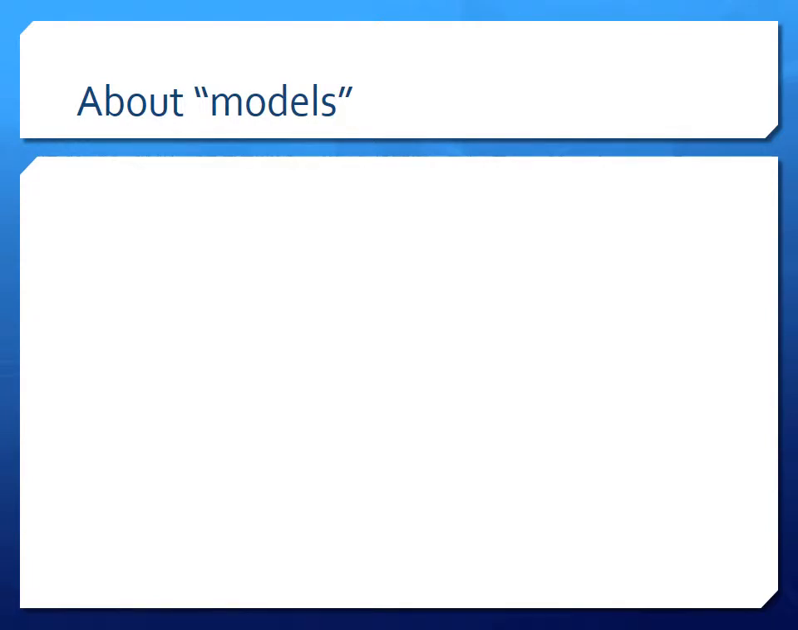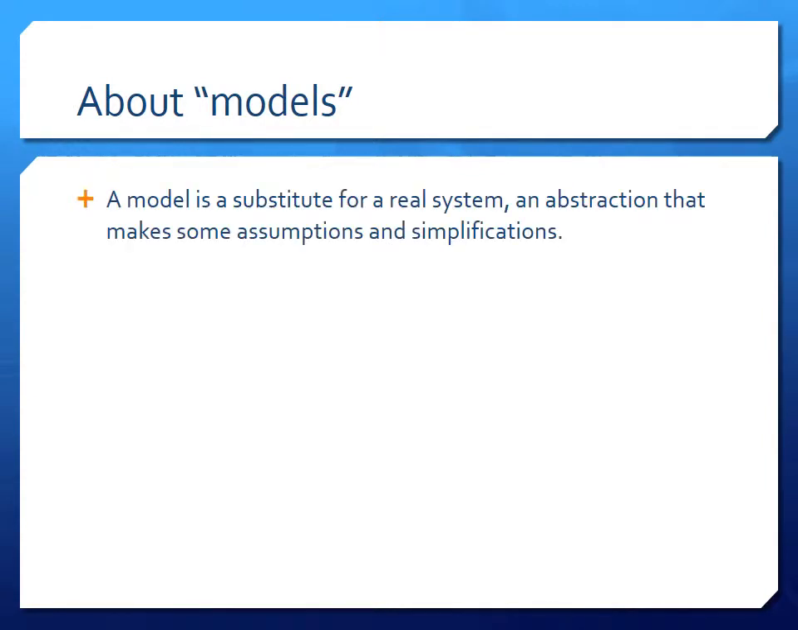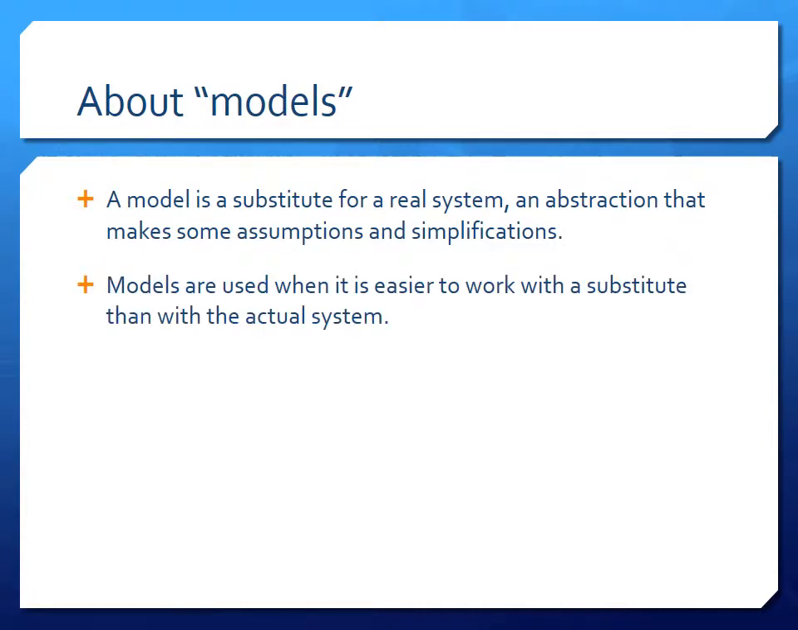Now, what exactly do we mean when we refer to models? I think it's important to better define this, at least in the context of this class. Most people have an intuitive idea of what models are, but in this lecture we're going to get into more specific details to formalize a definition. A model is really a substitute for a real system. It's an abstraction that makes some assumptions and simplifications, and this is a really important point. Models are and should be used when it is easier to work with a substitute rather than with the actual system, and that's the whole point of having a model.